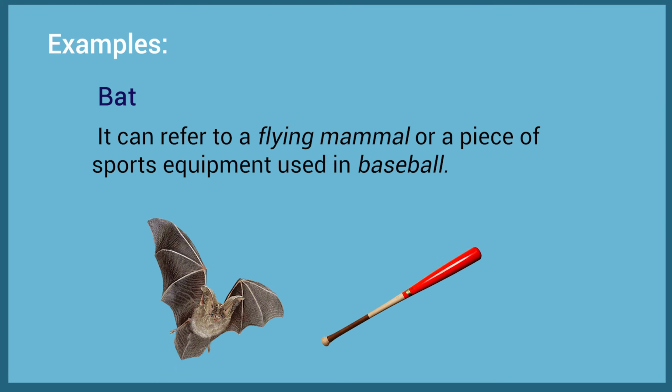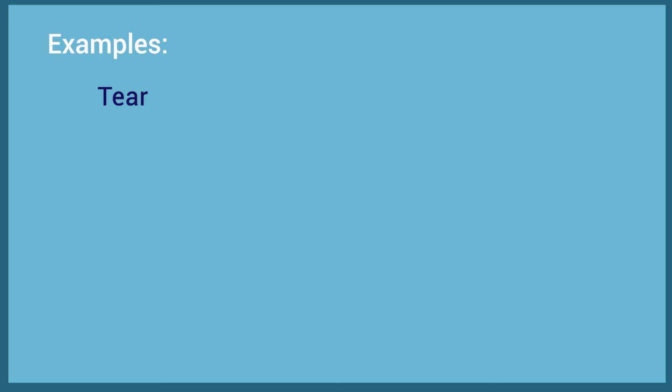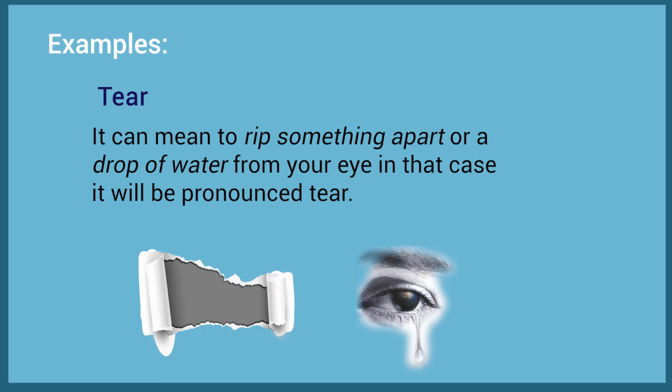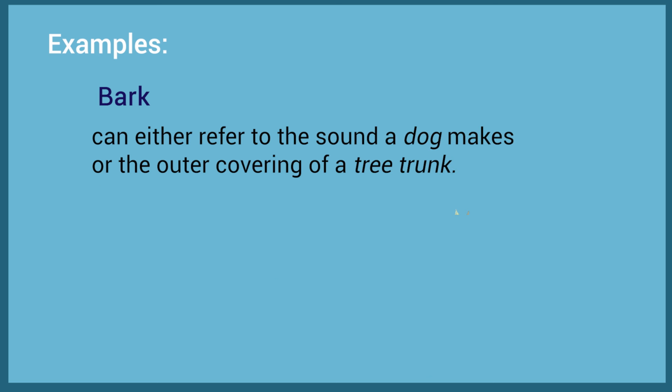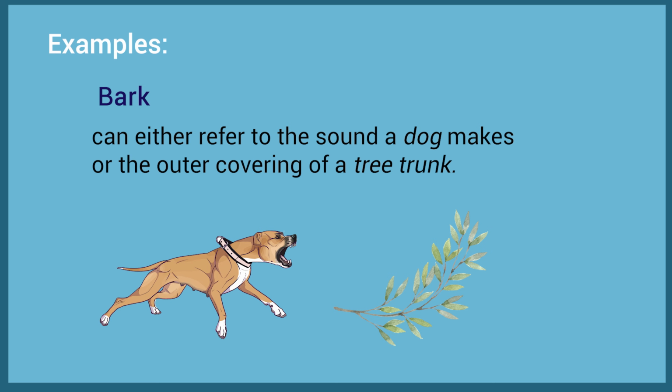One example is the word bat. It can refer to a flying mammal or a piece of sports equipment used in baseball. Another example is the word tear. It can mean to rip something apart, or a drop of water from your eye. In that case, it will be pronounced tear. The word bark can either refer to the sound a dog makes or an outer covering of a tree trunk.